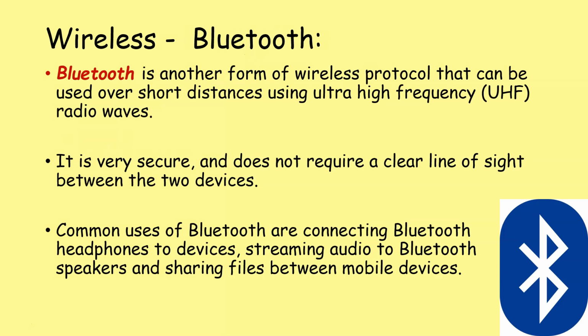Another type of wireless connection you can use is Bluetooth. Bluetooth is another form of wireless protocol that can be used over short distances using ultra high frequency UHF radio waves, so ultra high frequency. It is very secure and does not require a clear line of sight between the two devices. Common uses of Bluetooth are connecting your headphones to a device, streaming audio to Bluetooth speakers, and possibly sharing files between mobile devices. I'm sure you've all had a bit of experience with some of that.